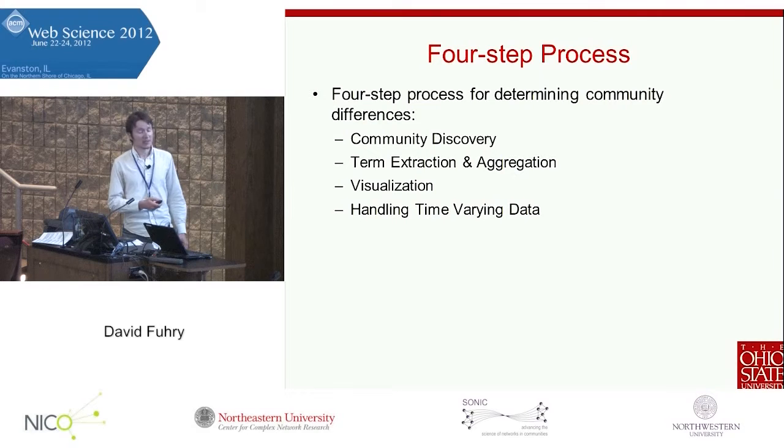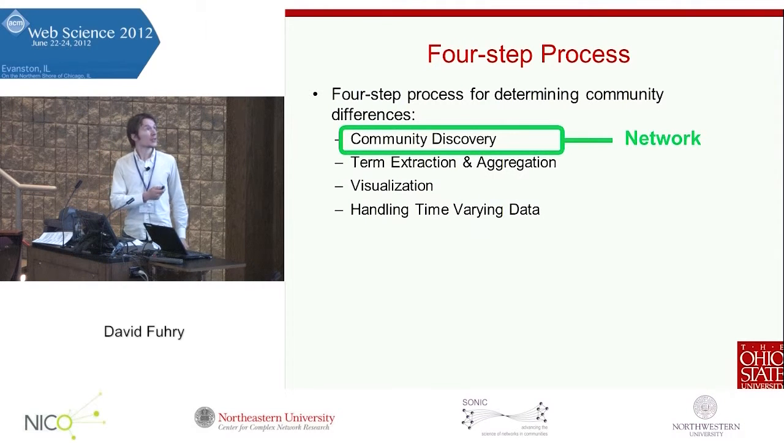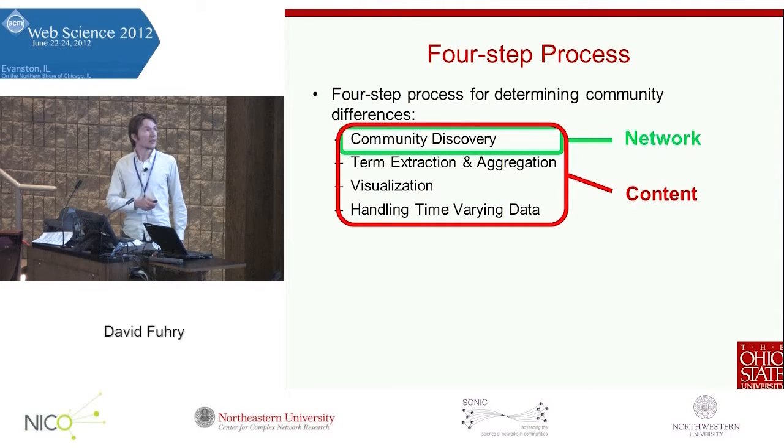So the first step is community discovery, where we just look at how can you find some communities, and which we mostly reference a lot of other works. Secondly, then we talk about how we can take the content terms that this community mentions and accumulate them. Thirdly, how to visualize this in a way that teases out the difference between different communities. And fourthly, handling time-varying data. So I will go through each of these four steps in turn, then I'll present some case studies, and then I'll conclude.